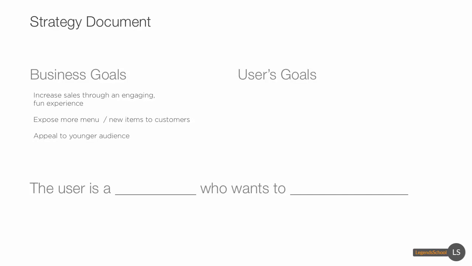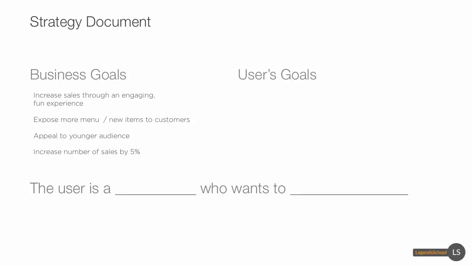He wants to appeal to a younger audience, so there's our target. And he wants to increase the number of sales by 5%, and that's something measurable we can work towards. So it's up to you to find out what the current number of sales is so that you can measure the sales when this app goes live. So that's our business goals. That's one half of our strategy document.